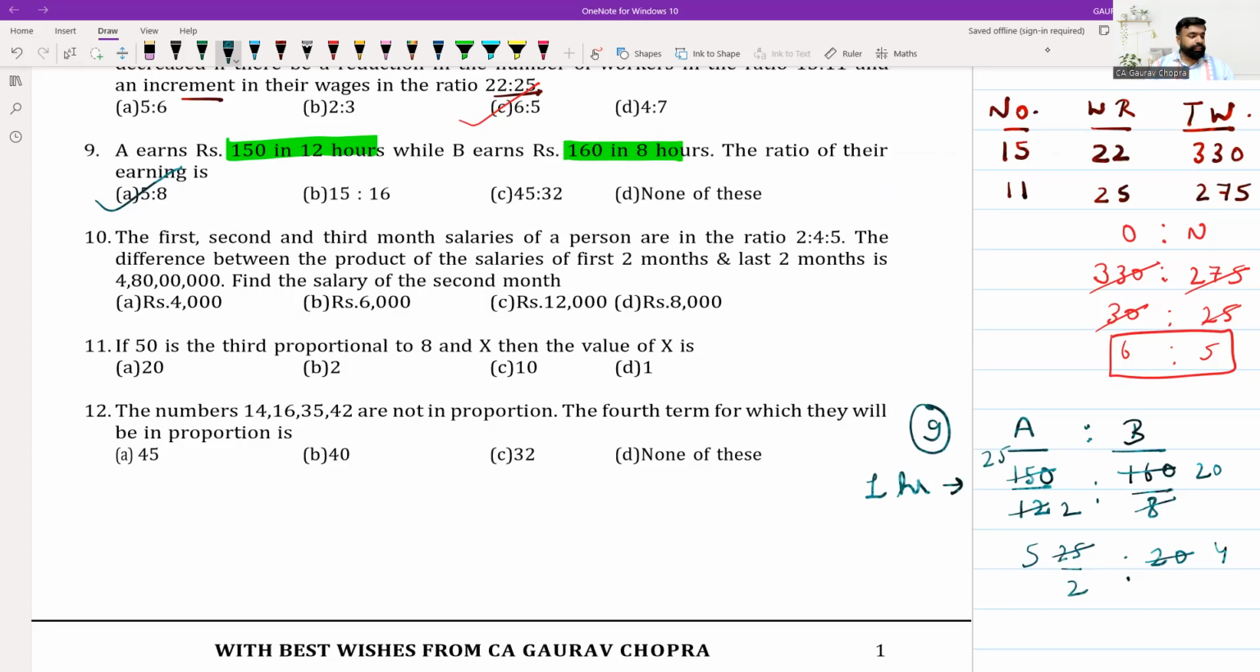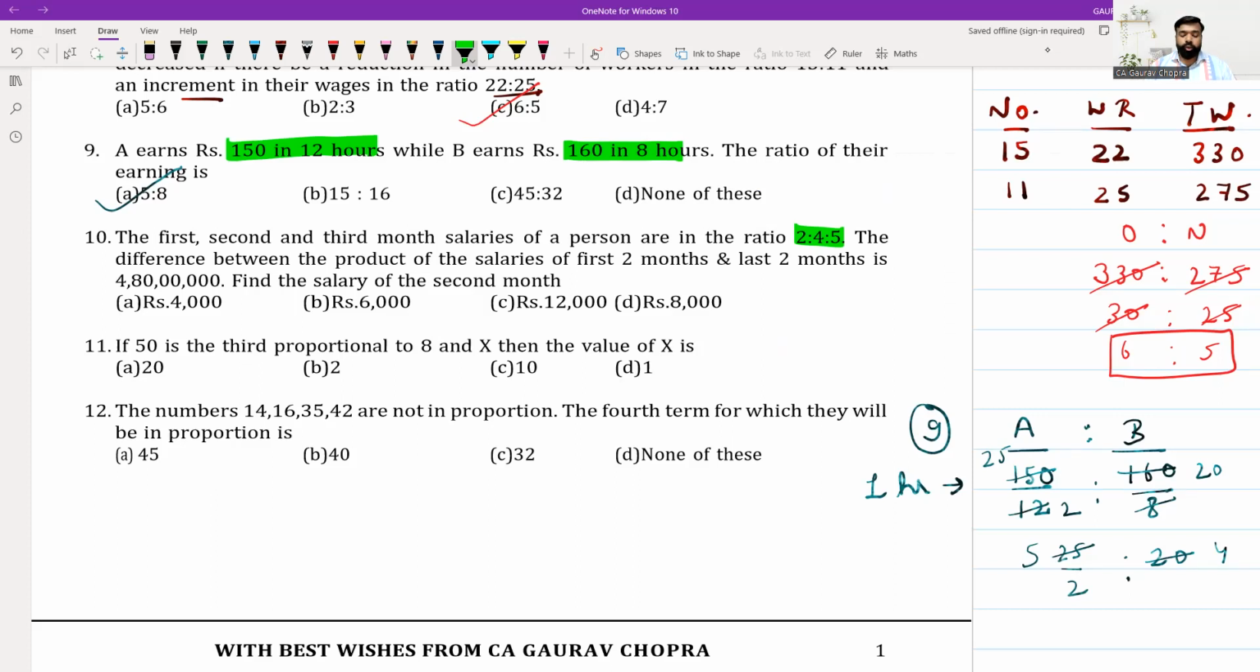Now the next one, 10th. It says the first, second, and third month salaries of a person are in the ratio of 2, 4, and 5. फर्स्ट, सेकेंड और थर्ड मंथ की जो सैलरी है, इसका रेशियो गिवन है 2, 4 और 5. The difference between the product of their salaries for first 2 months and last 2 months is 480. Then find the salary of second month. तो सेकेंड मंथ की सैलरी आपको कैलकुलेट करनी है.